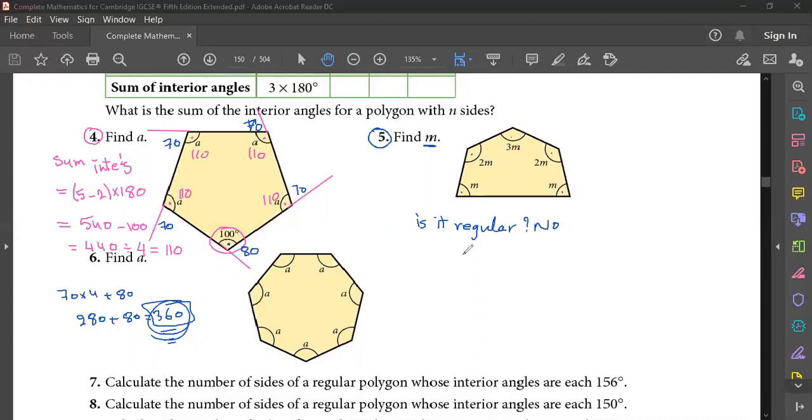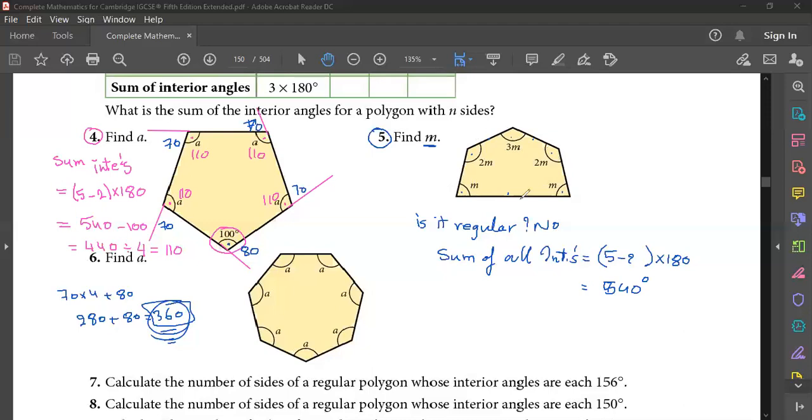Can we find the sum of all interior angles? Which is equal to, how many sides are there? 1 2 3 4 5. 5 sides. 5 minus 2 is 3, times 180, that's 540 degrees. Now, how many m's do we have here, Lilian?